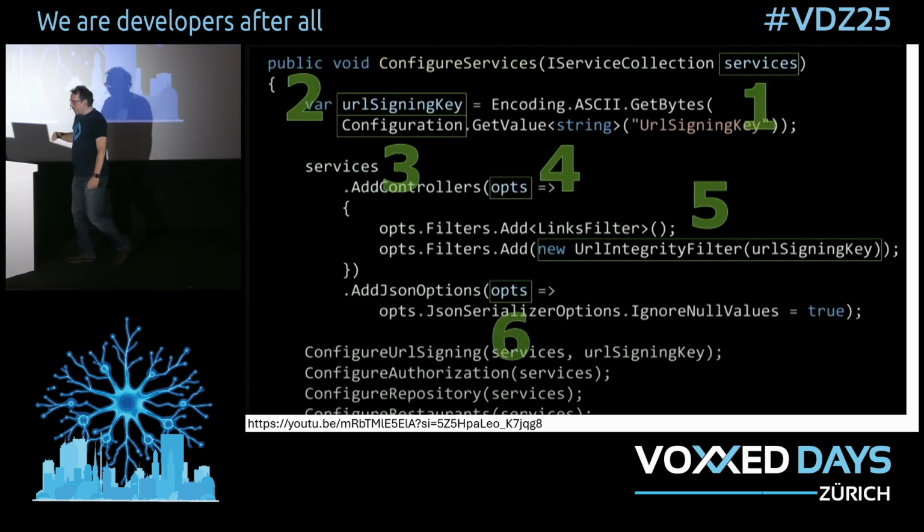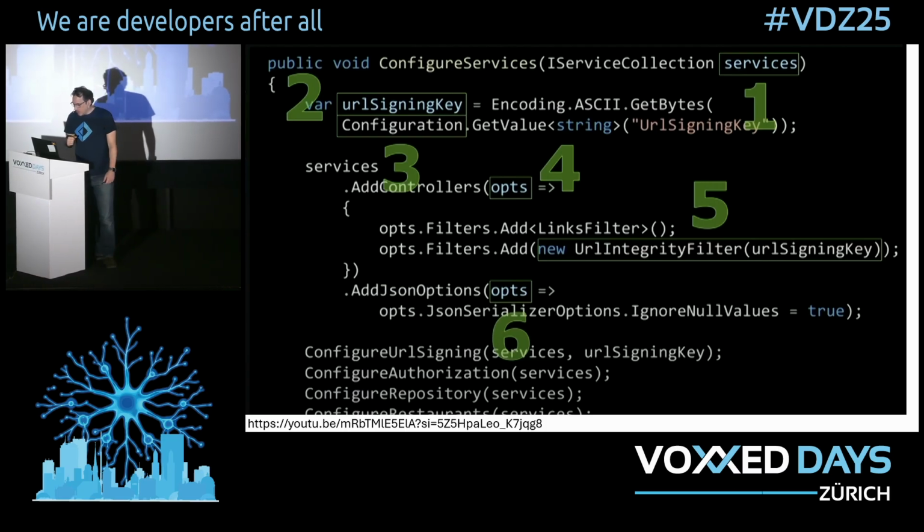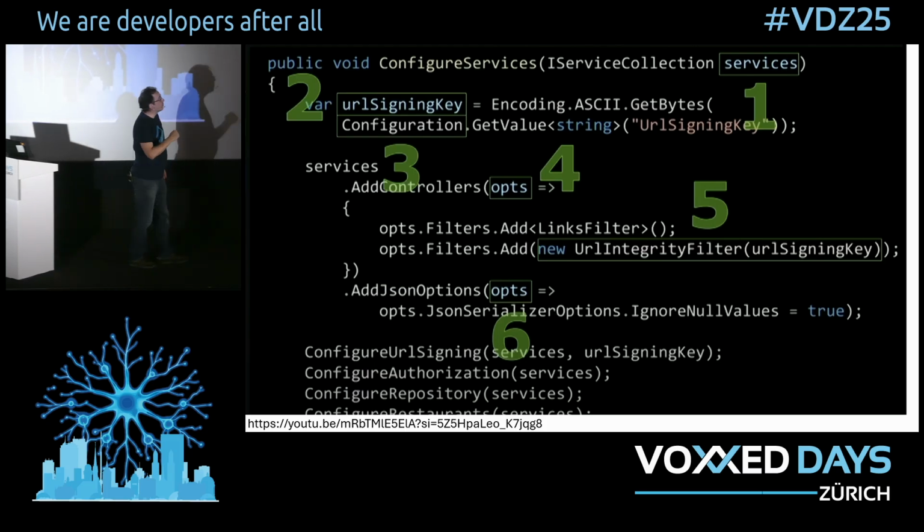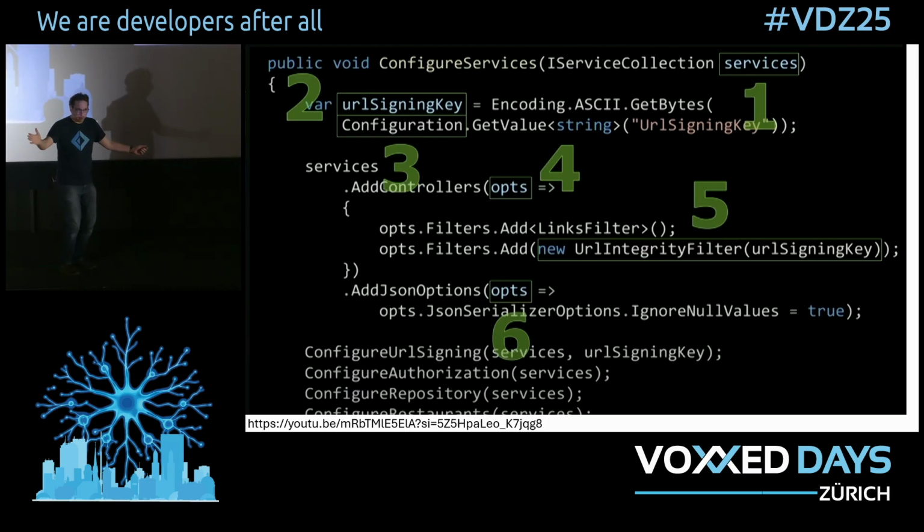Another one, a little higher up in the abstraction, is where he configures all the services. He has an argument again, it's the first chunk. He does some URL signing key things. He adds controllers and options to services, and he counts again. And with the JSON serialization, he ends up again with 6 chunks. Perfect method.